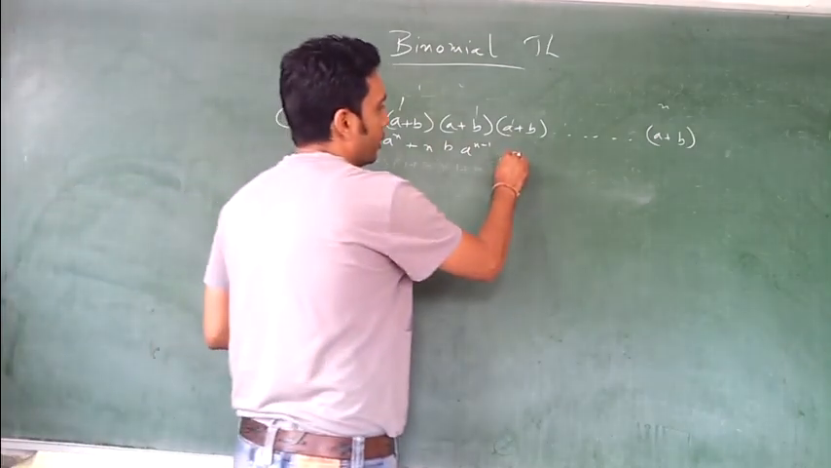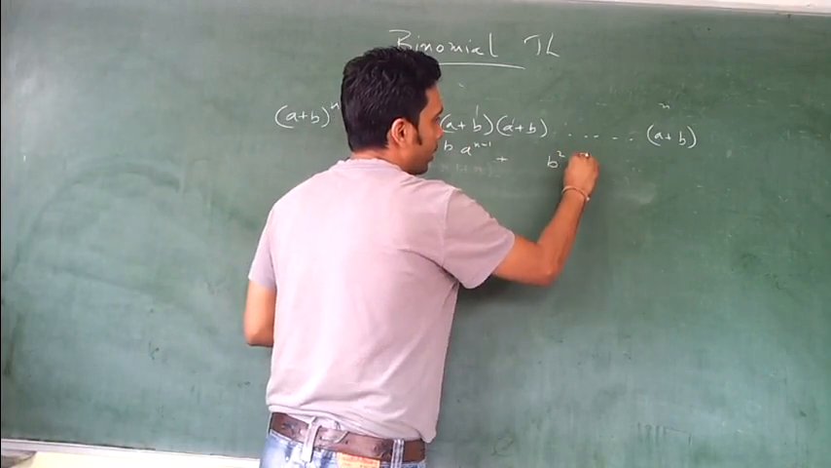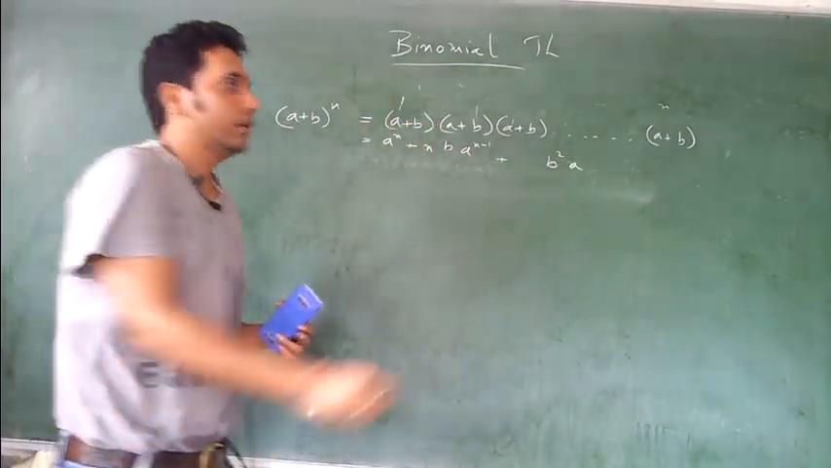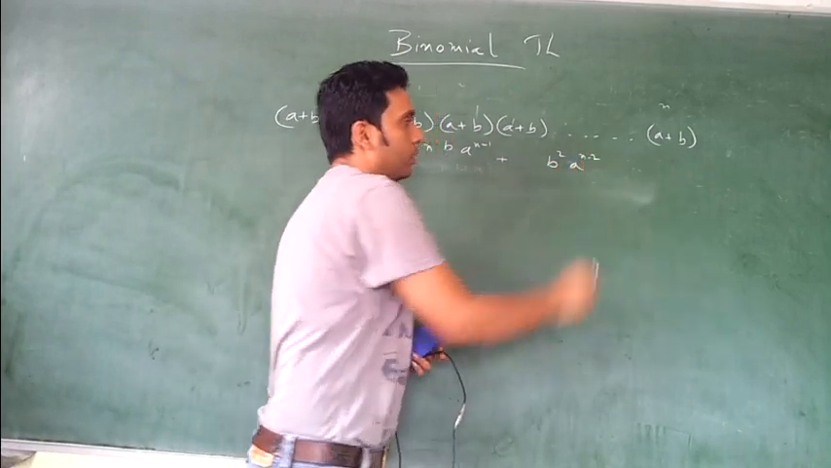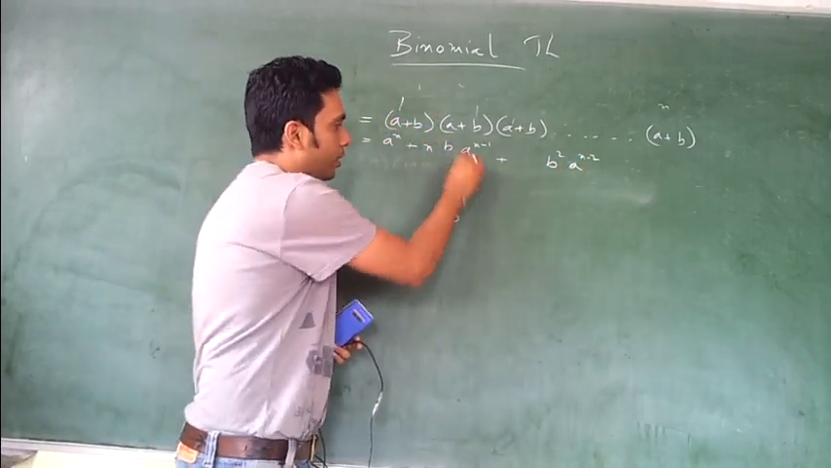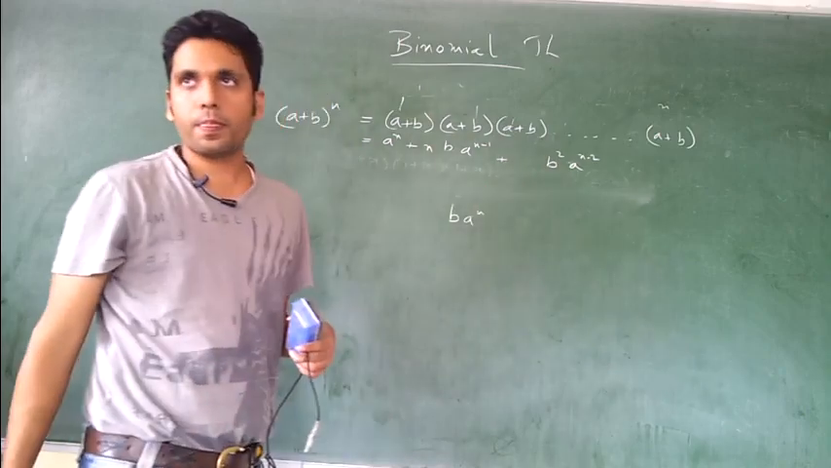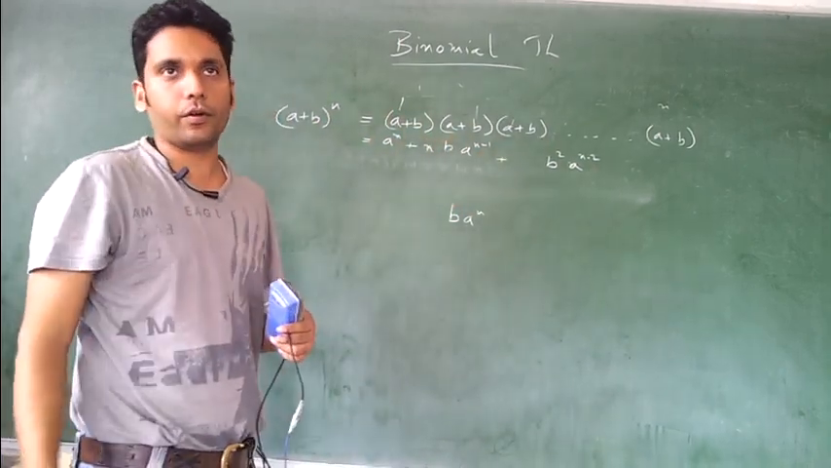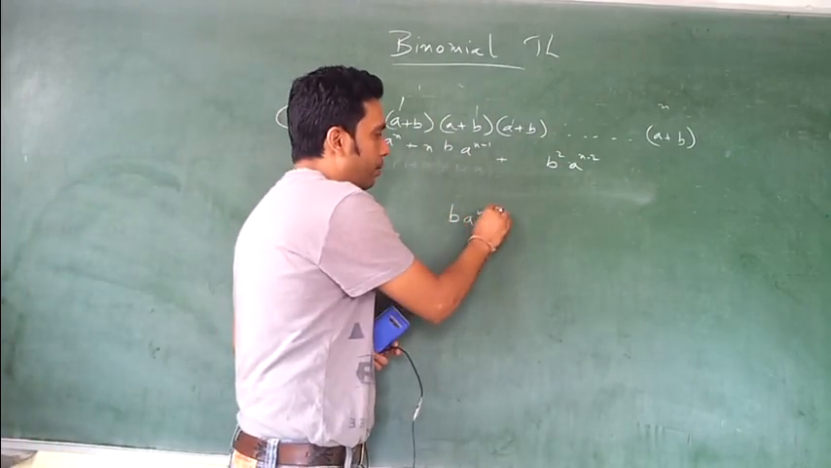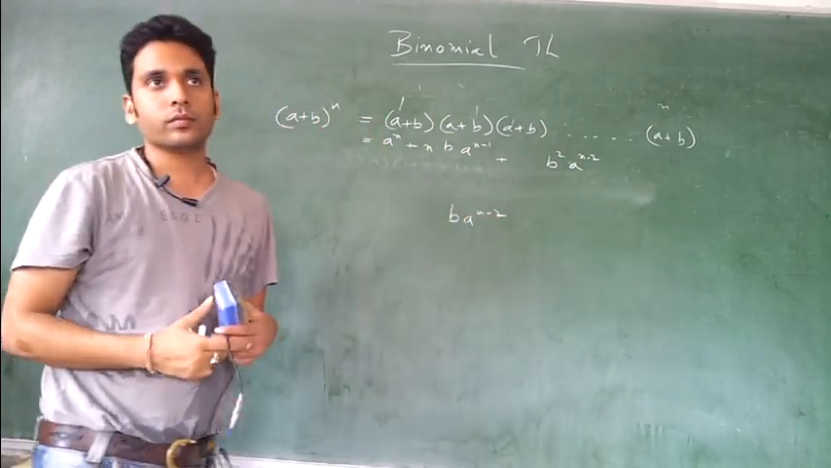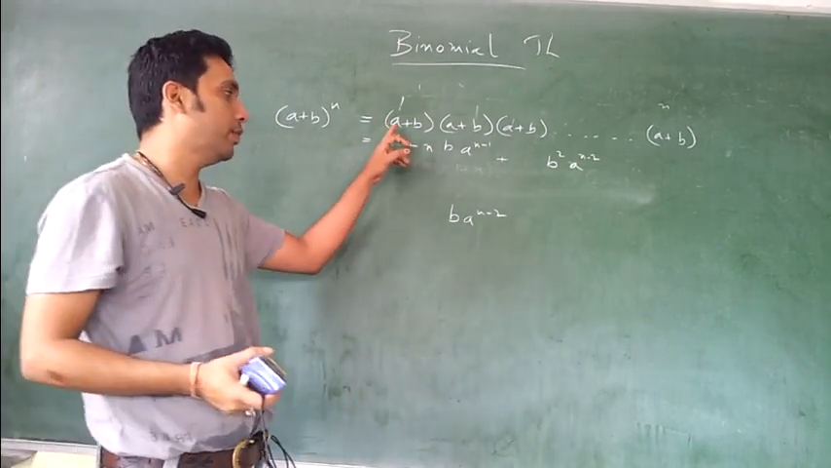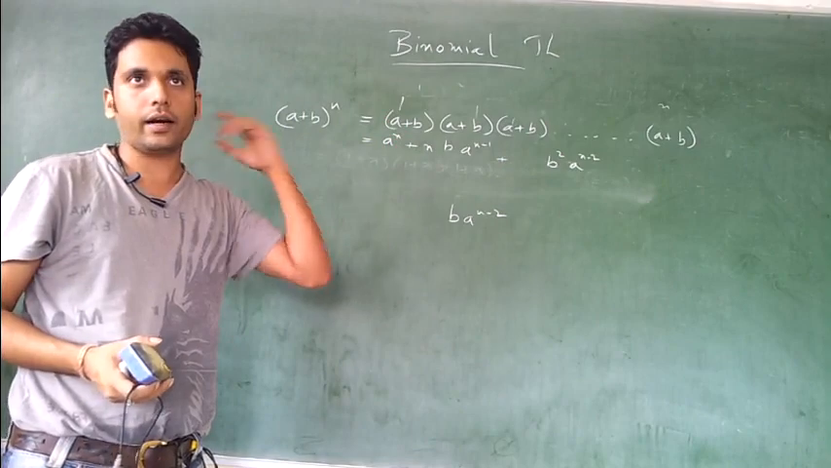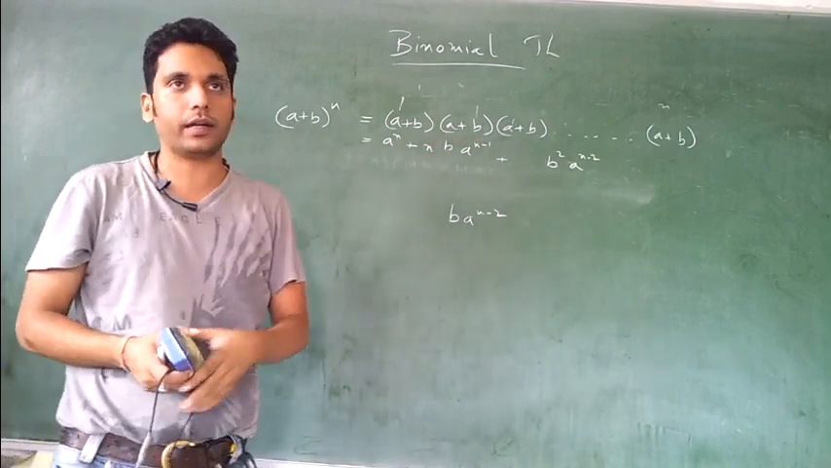Similarly, I will also get a term which will have b square and a power how much? Tell me. n minus 2. Can you ever get a b into a power n? If I have consumed all the a's, I will not be able to take a b from there. Can I get b into a power n minus 2? No. If I have taken only one b, then I have to take n minus 1 a's from the other brackets. I can't leave a bracket. There is no 1 in any of the brackets.